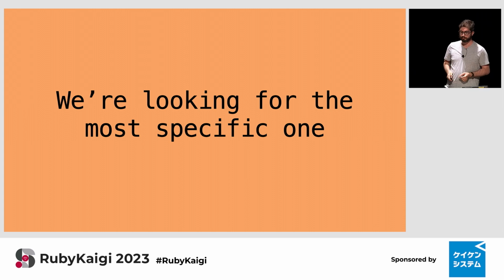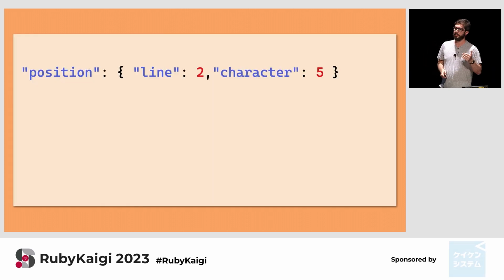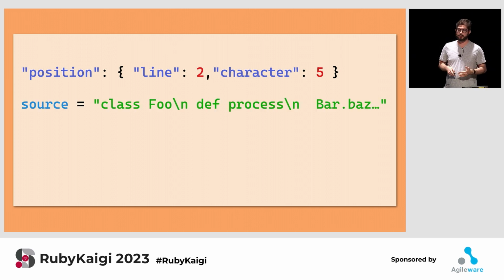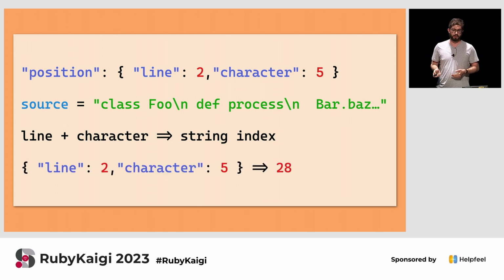The first step is converting the position we get from the editor into a string index. The reason we need to do this is because the editor sends us line and character information. But what the language server keeps in its memory is just all of our Ruby code in a string. So where in the string is line number 2 and character 5, we don't know. We need to convert it into the string index, in this case, the index that will represent the A character in bar, which for our example is actually 28.